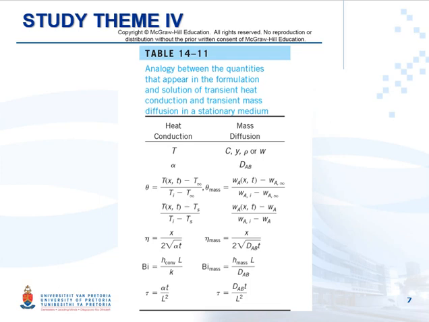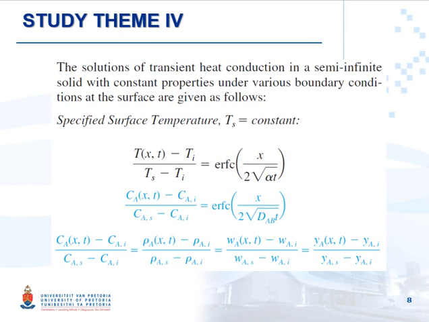Okay, so if we assume that the transient mass diffusion is the same, like the correlations and everything are the same as transient heat conduction, we should have something like this. If you remember, the solution of transient heat conduction in a semi-infinite solid with constant properties under various boundary conditions could be calculated by using the error function. It's from transient heat conduction.